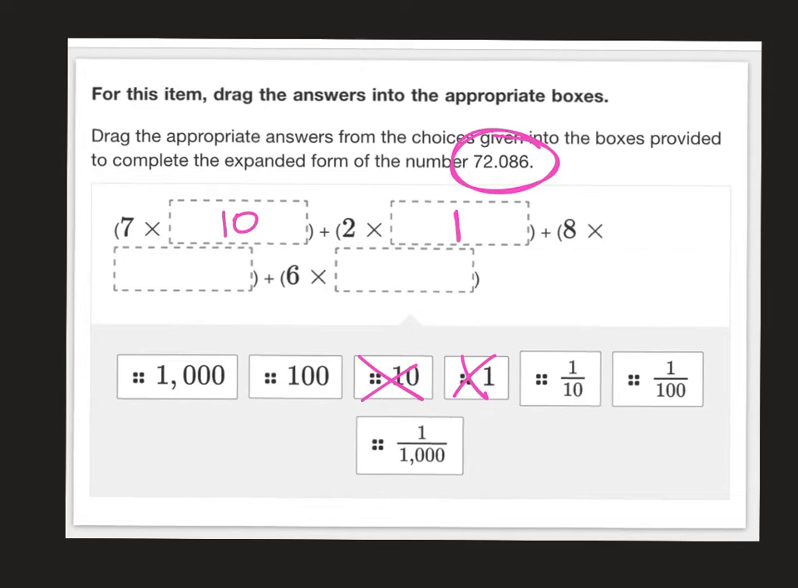The 8, now the 0 we're not putting because the 0 is not changing anything except holding a place there. But we need to know what is that 8 in. And that 8 is in the hundredths place. It's 2 places after the decimal. So this box would be 1 over 100. All right, and then the 6 would be in the thousandths place. So it would be 1 over 1,000. And that's the only 4 that we would use for this problem.